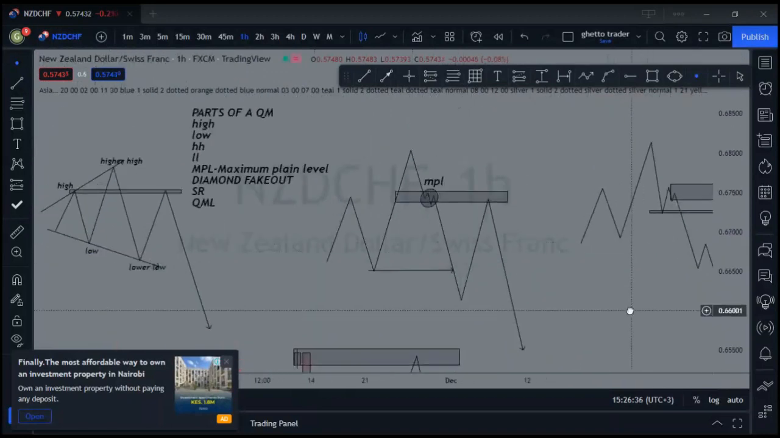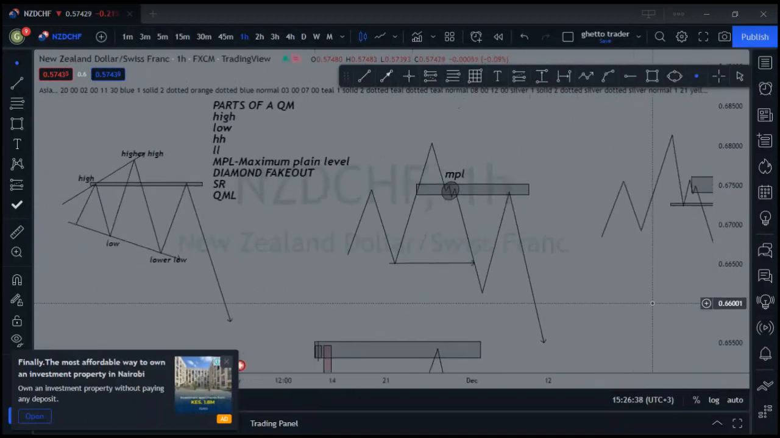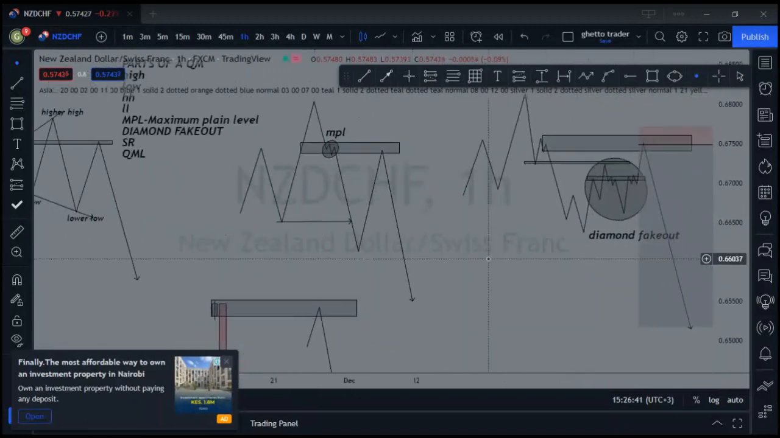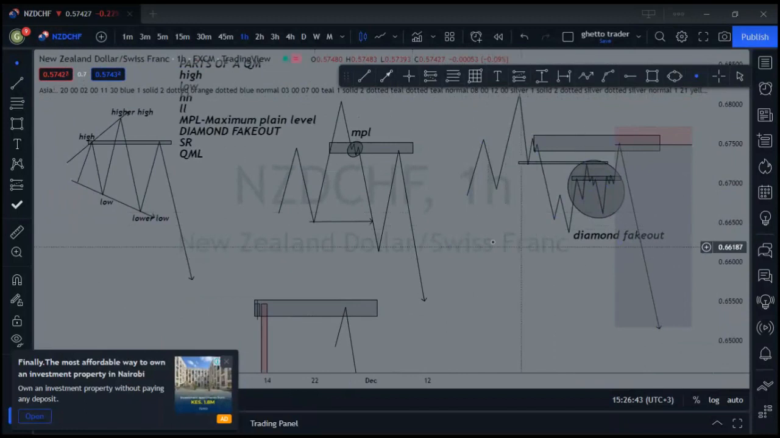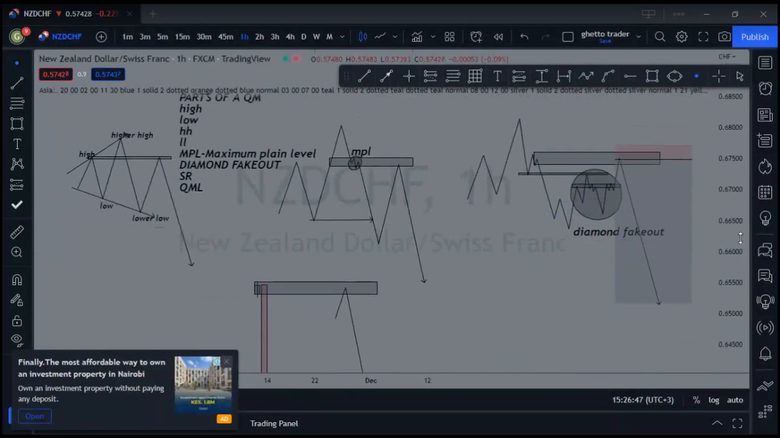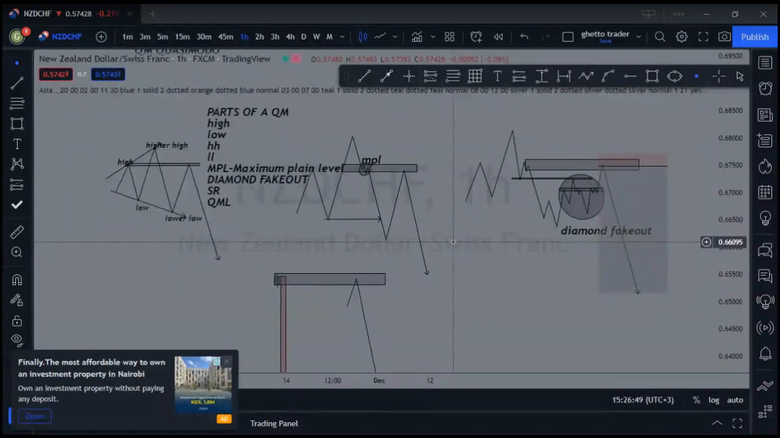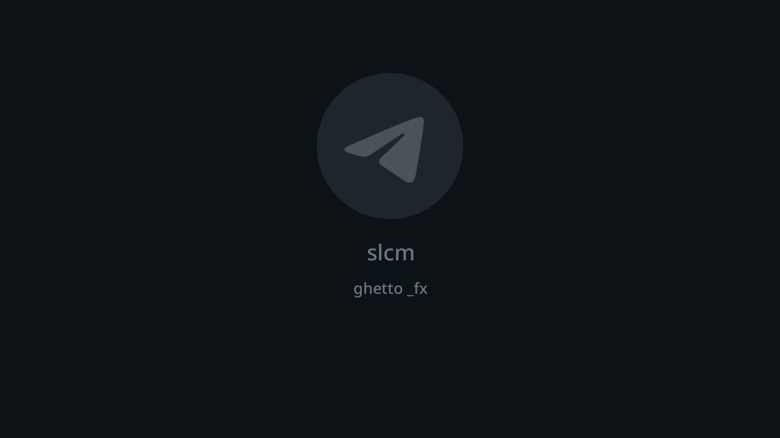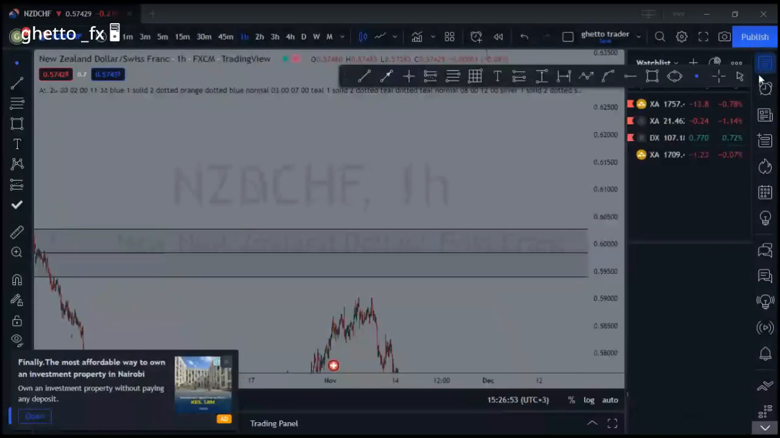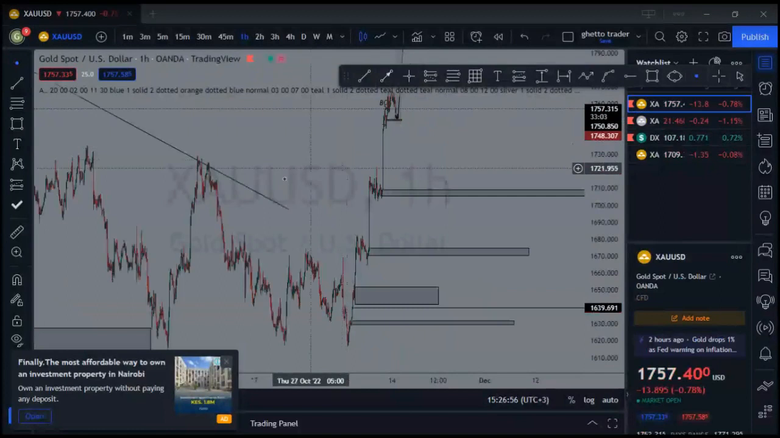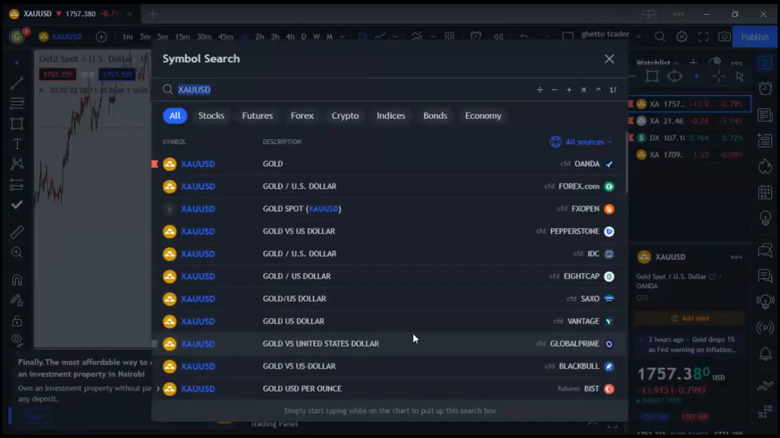As you can see, I've already given you the essential parts of a QM as a beginner. Now you should master these parts, and look at them on the charts. Now let's go to the chart. I like it because it's in gold. I'll give you the things that I used to trade gold with. Yeah, gold.